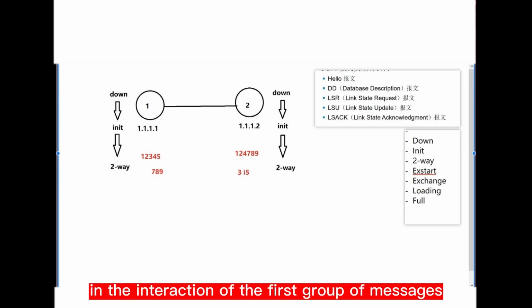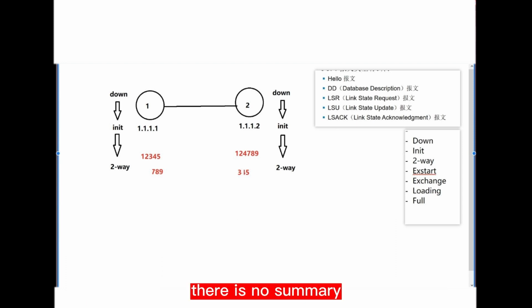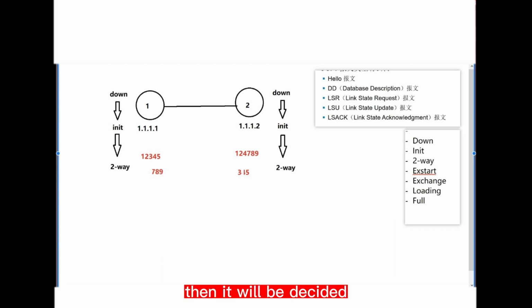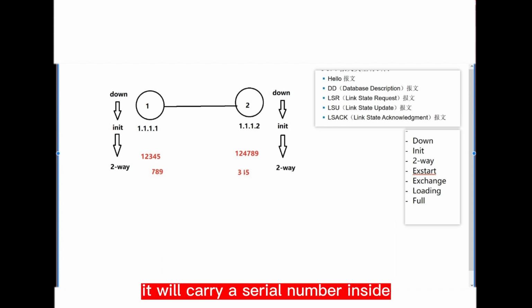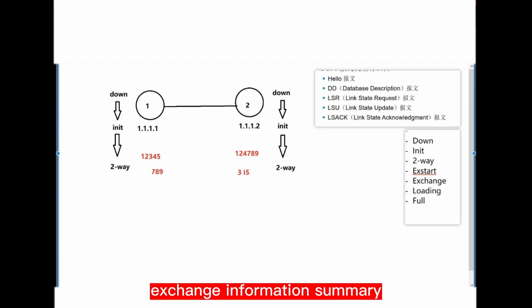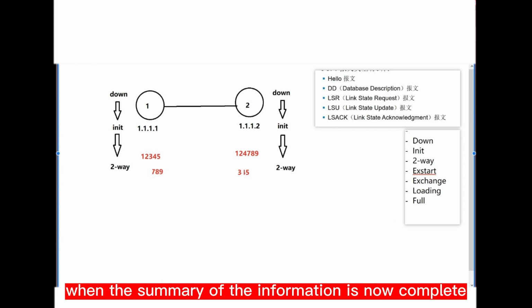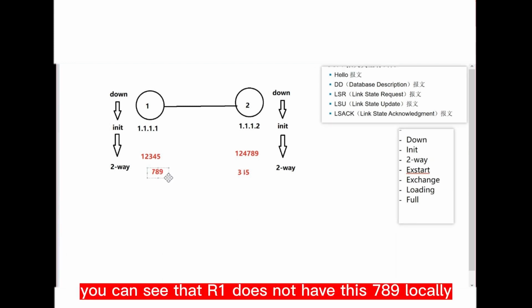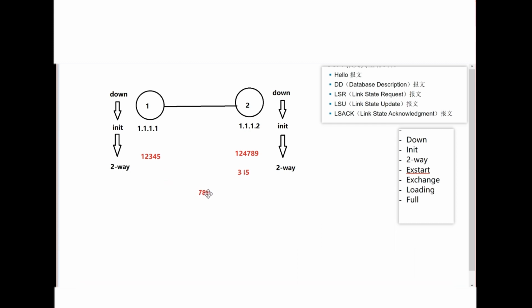In the interaction of the first group of messages, there is no summary. It only uses some parameters to elect the master-slave. Then it will be decided who will start sending this summary first. It will carry a serial number inside, used for confirmation. But the question of reliability is too far away for us now. In the process, we use the DD message to exchange the information summary. Then when the summary of the information is complete, we start making requests next. You can see that R1 does not have 789 locally. It wants to ask. This is the request.